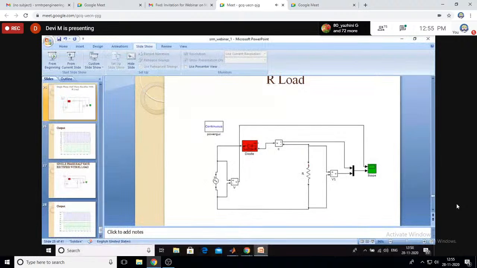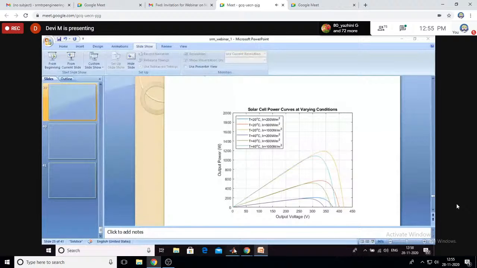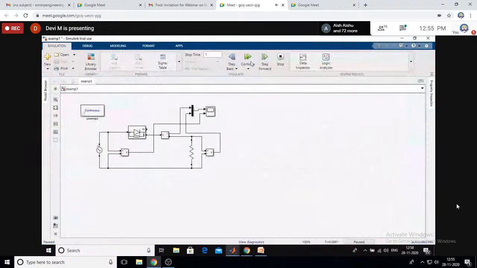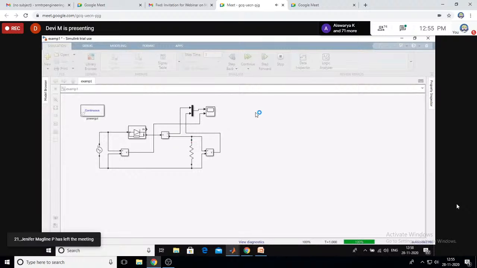Fast, too fast. Okay, here it is in running state.